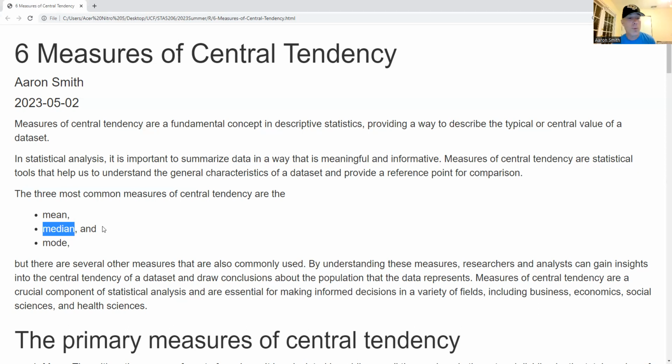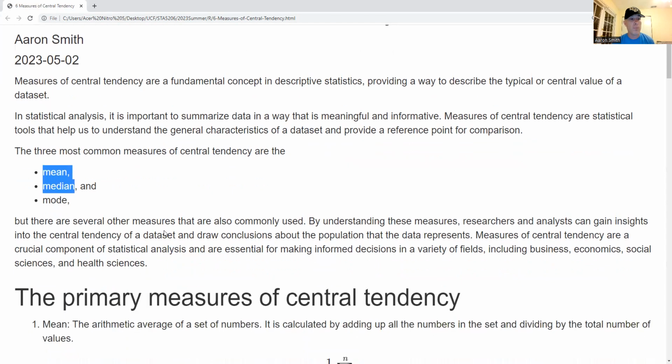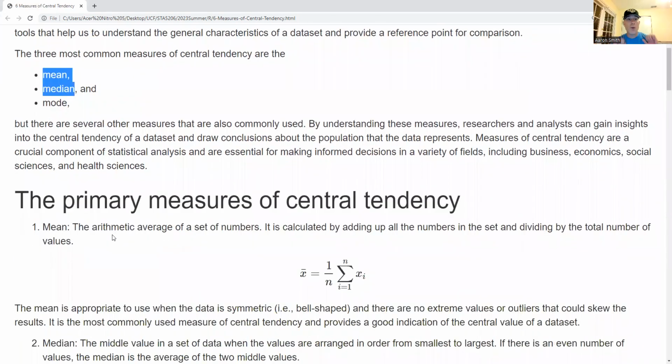Now the mode is good for checking, honestly, I use it primarily to see if there's any oversampling of a particular level of the data. That's where I use it the most professionally at work. Mean and median by far are the most frequent ones to be used professionally. Now, there are other measures of central tendency.